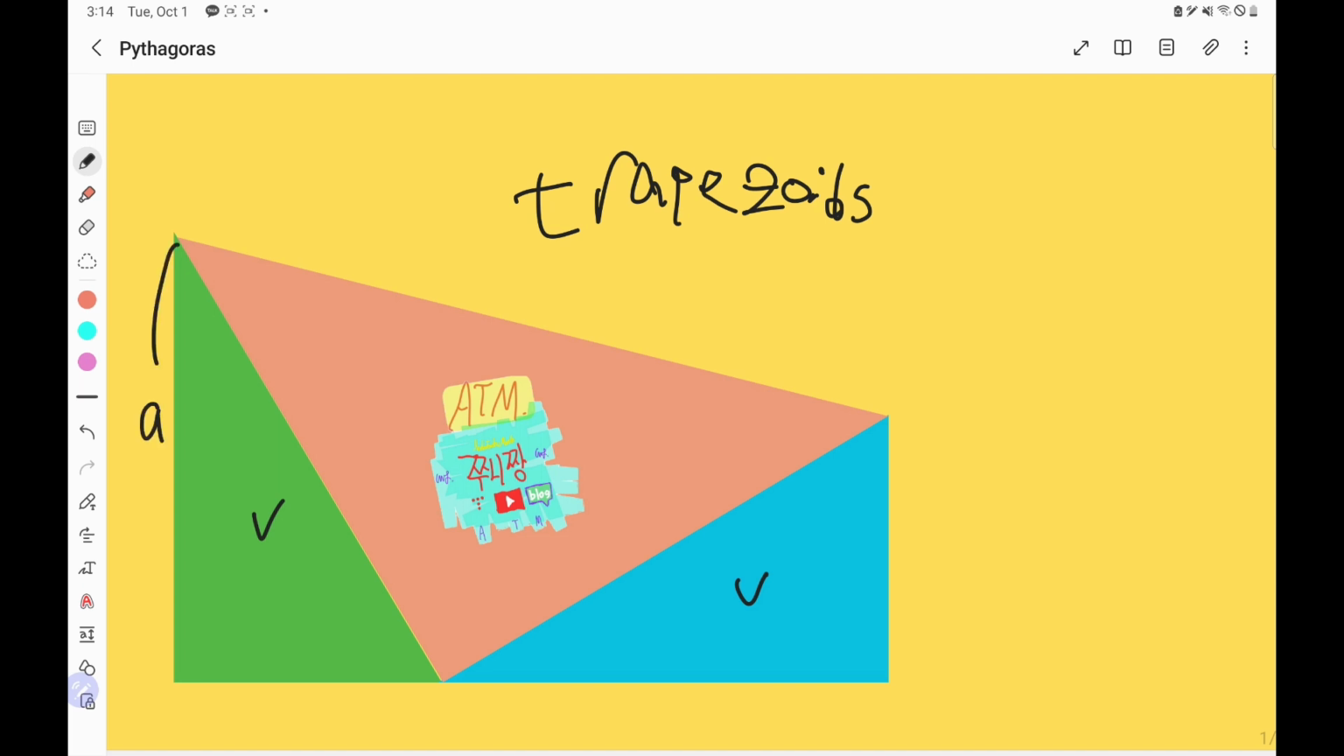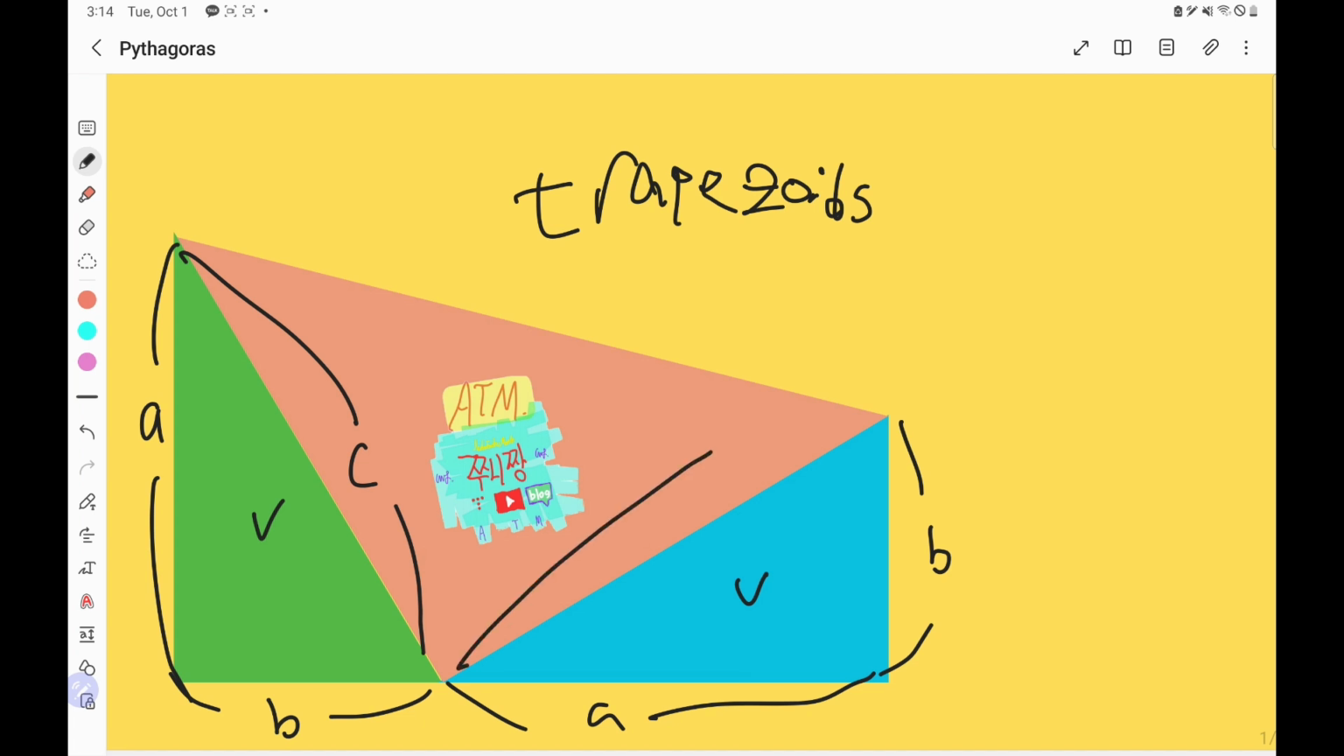So let's call this here A. Then this would be A since it's 90 degrees rotated, B here, and B here. C will be here, and C will be here. And then we can see something very new.